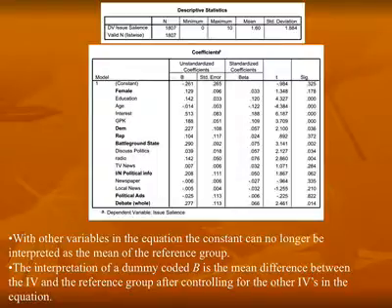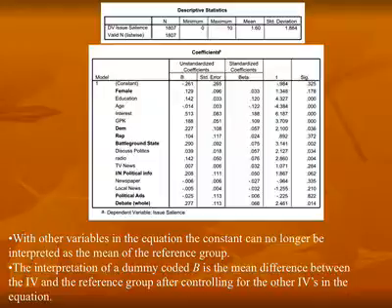So here is survey data. We won't go through all of these, but the bolded variables are dummy coded variables. The interpretation of the B in this case is the mean difference between the IV and the reference group after controlling for the other IVs in the equation.